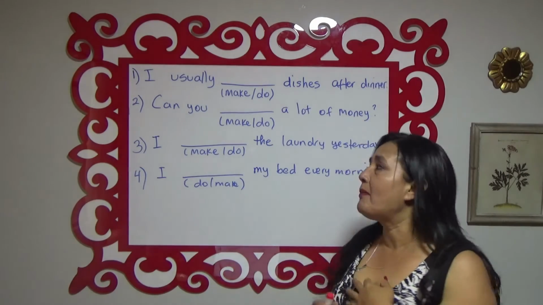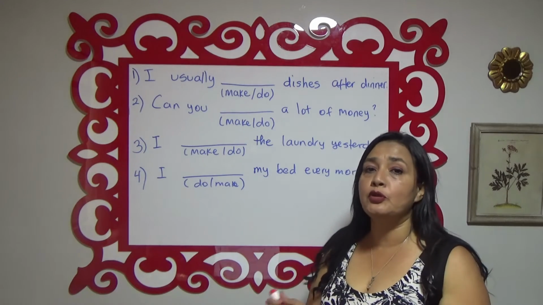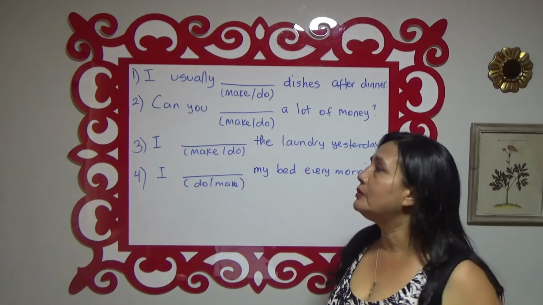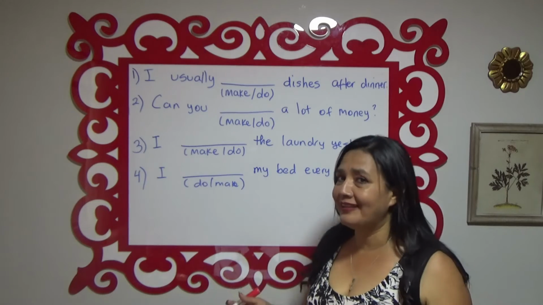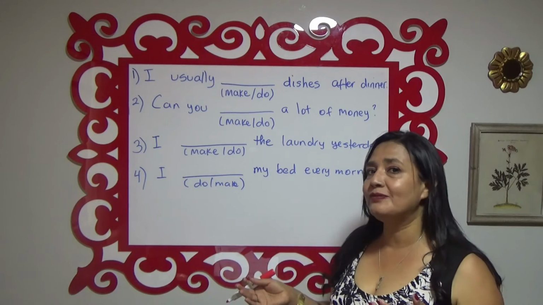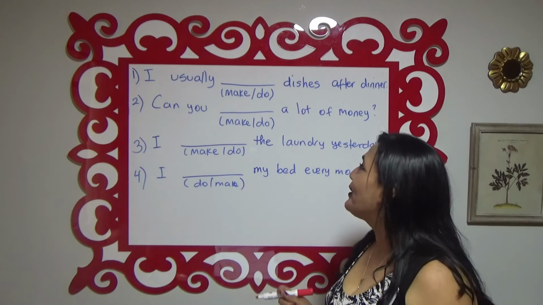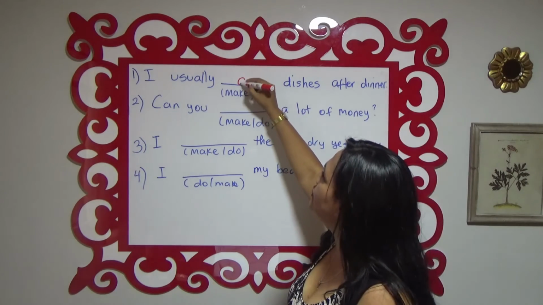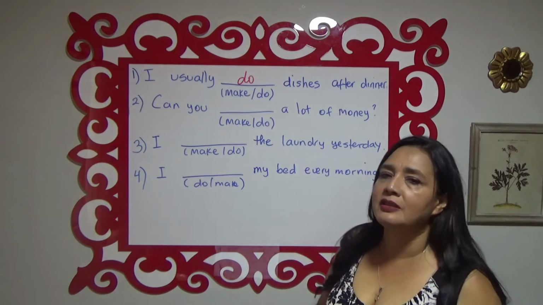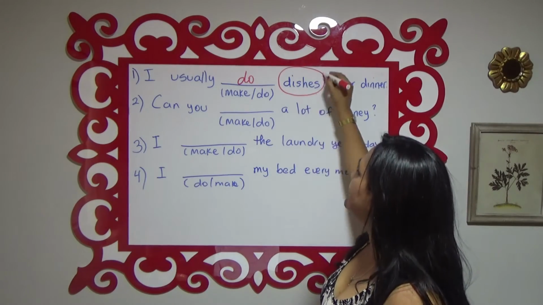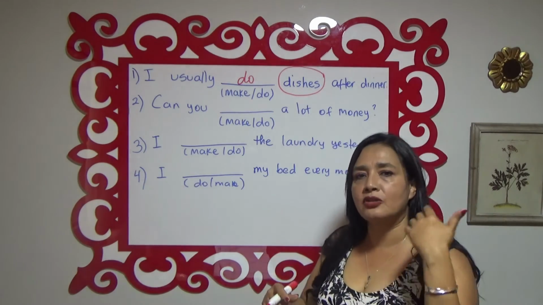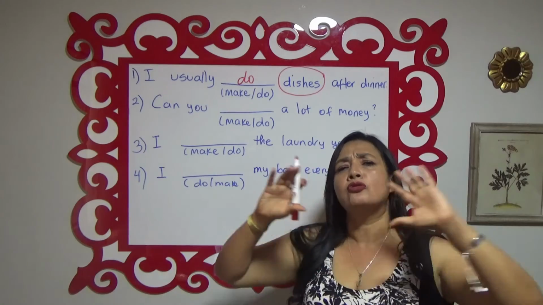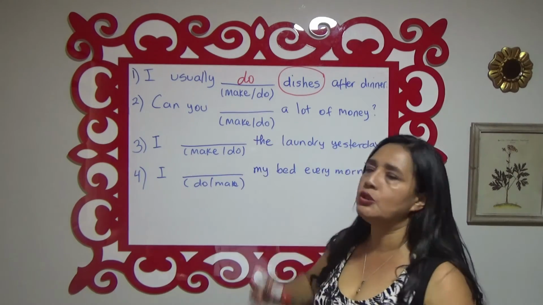Okay, now let's see some exercises to check if we are going to use make or do. Have a look at the first one. I usually make or do dishes after dinner. So what do you think? Is it make? Is it do? You are right. So we say, I usually do dishes after dinner. Remember that we said dishes was a repetitive action and it included washing, drying, ordering, etc. So we use all the verbs in only one, that is do.